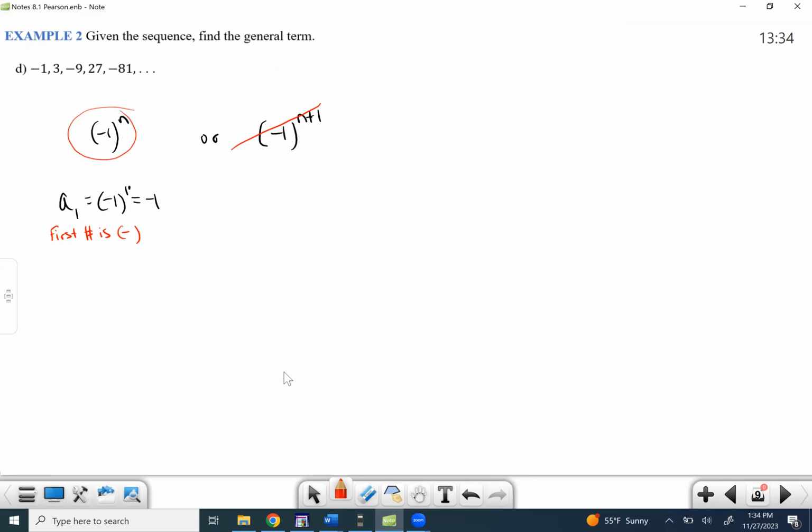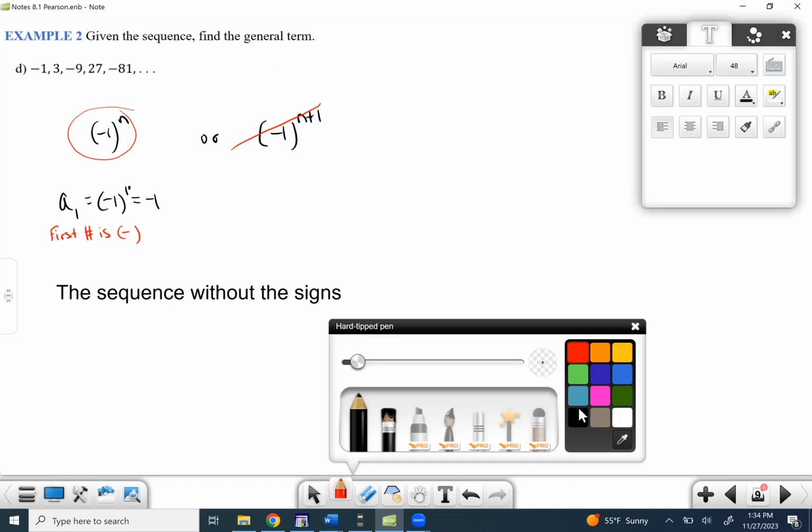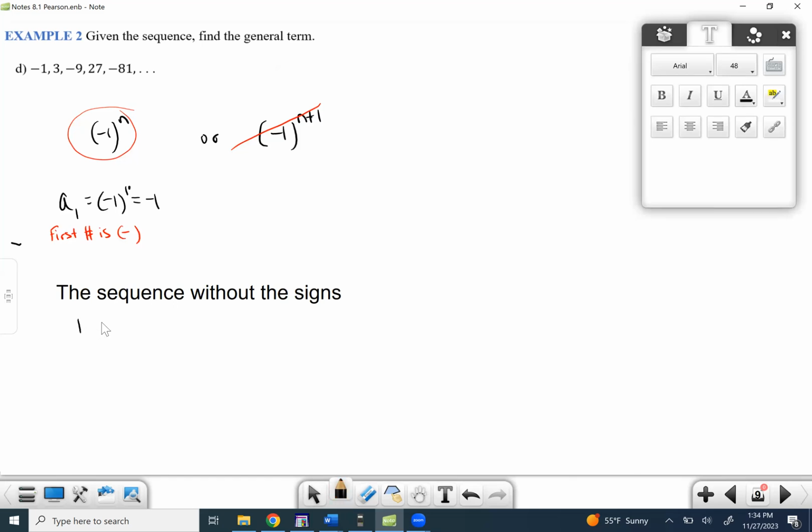Now, if I look at the sequence without the signs, okay? Take a look at that. And I just think about that. So 1, 3, 9, 27, 81. Well, you can see that we're multiplying, right? We are multiplying by 3. Yeah, every time, right?